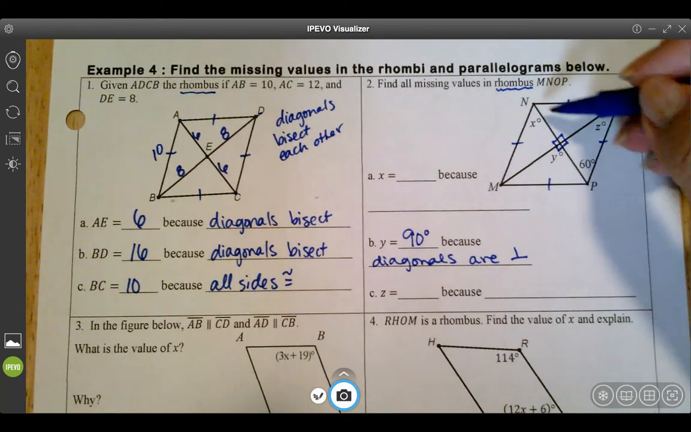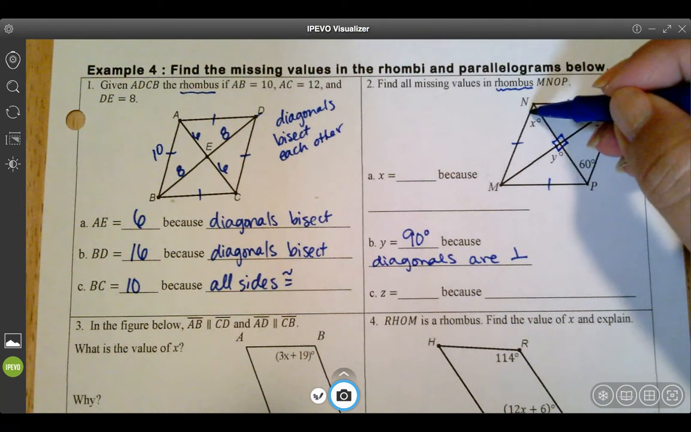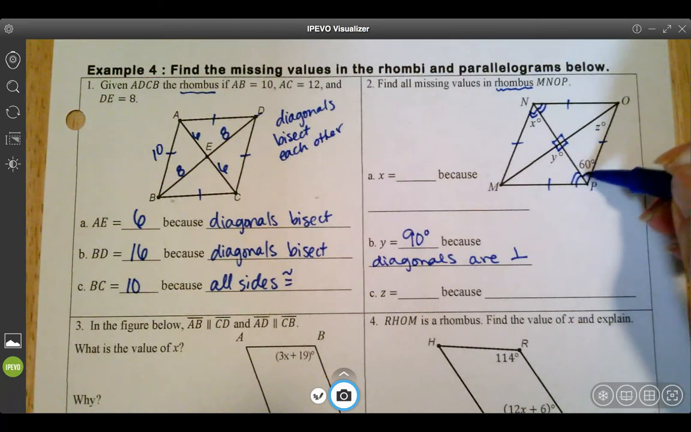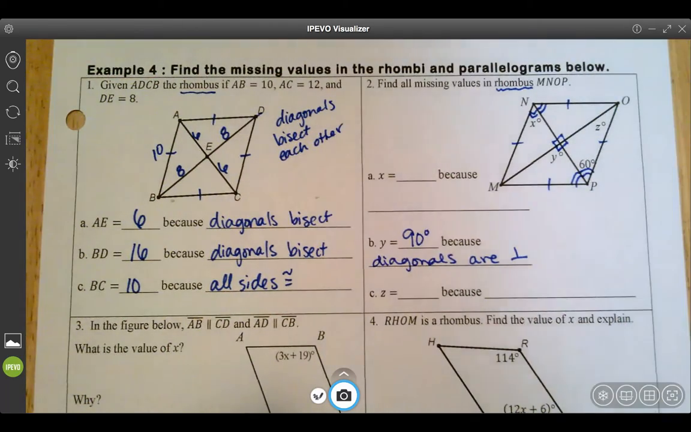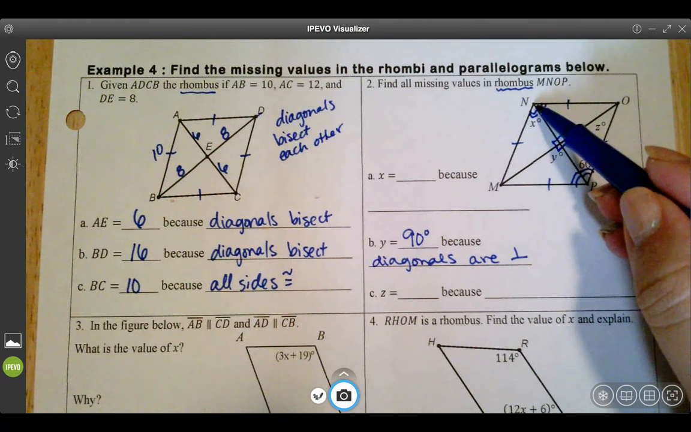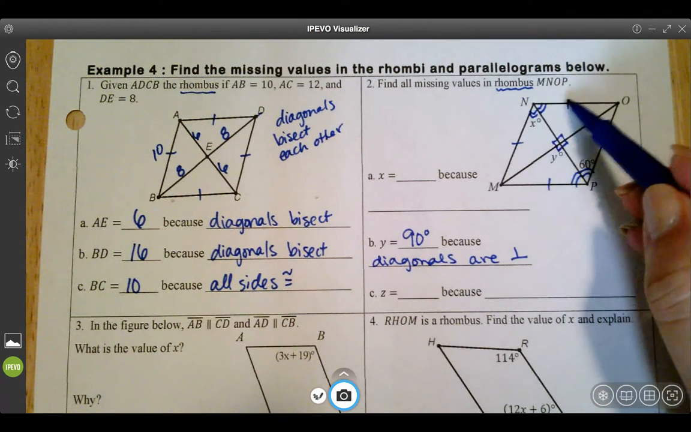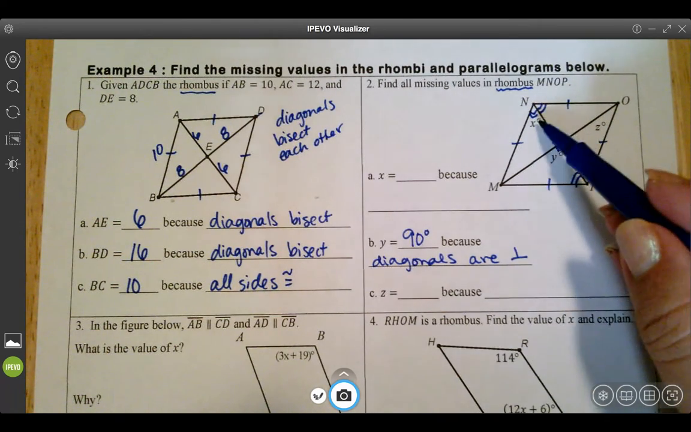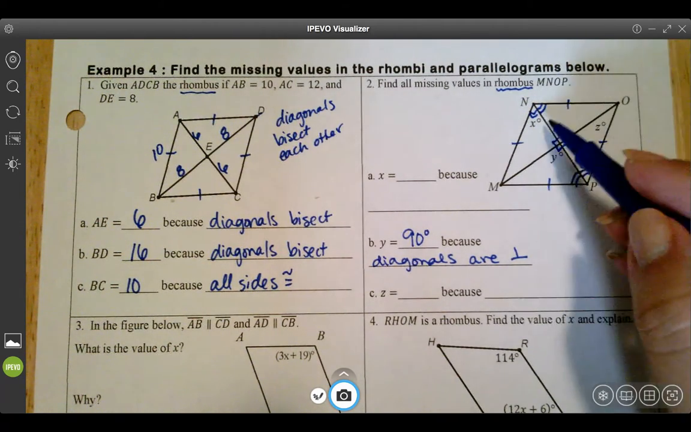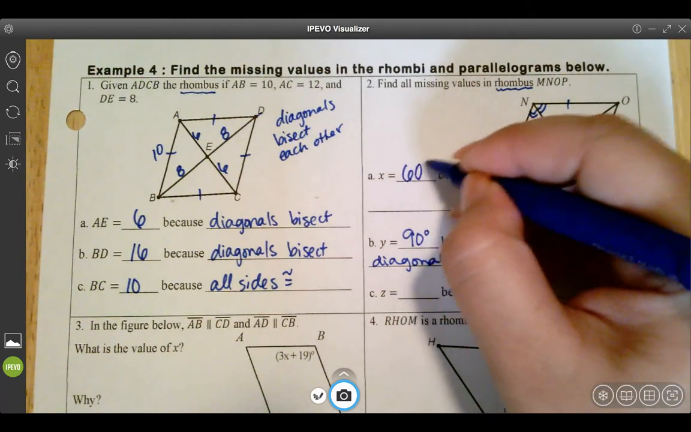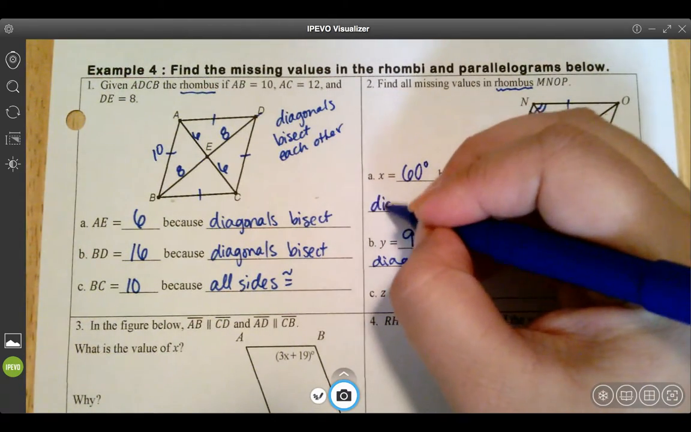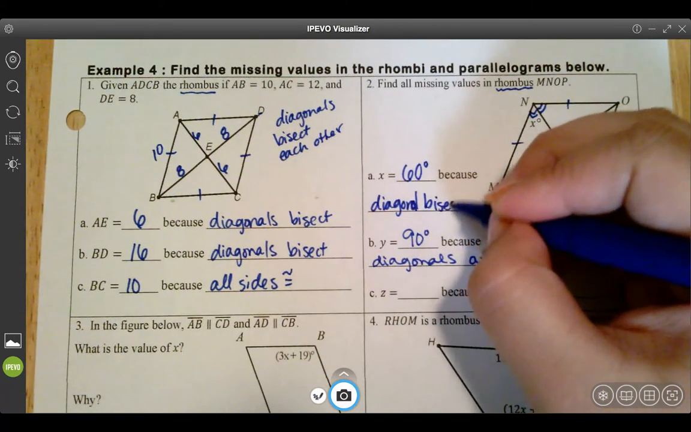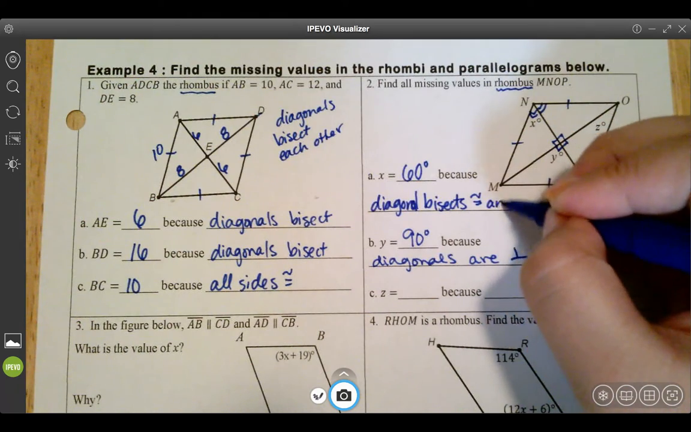Okay, then we have x. Now x, if you'll remember our diagram from earlier, is part of these opposite angles that are bisected. And so if angle N is congruent to angle P, the whole big angle N and the whole big angle P, then when they get bisected, cut in half, all of the halves are still equal. So we can say that x is 60 degrees because diagonal bisects congruent angles.